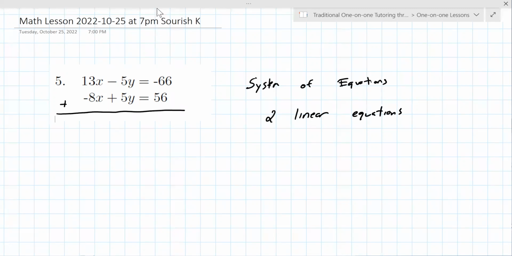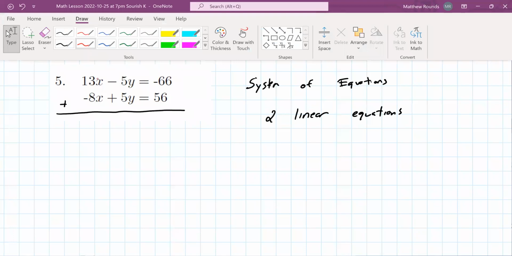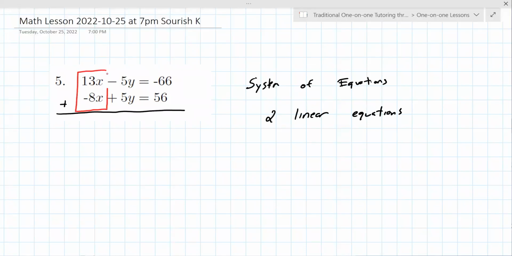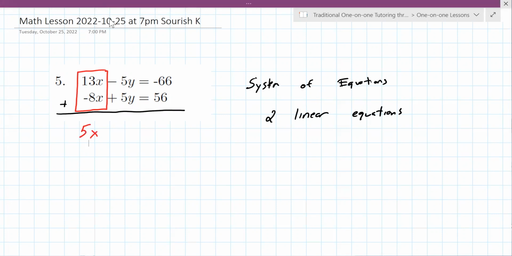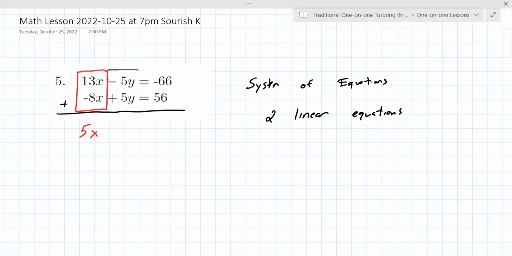So we're going to take the 13x minus 8x, and we're going to add those. What is 13 minus 8? 13 minus 8 is 5, so 5x. Now the next column of numbers, what do you see?